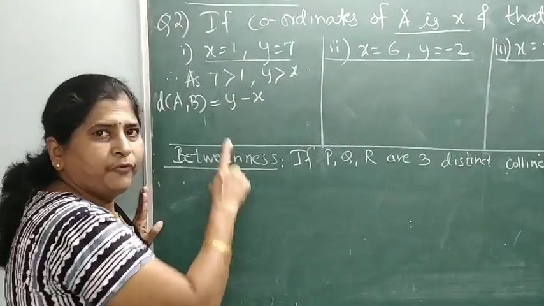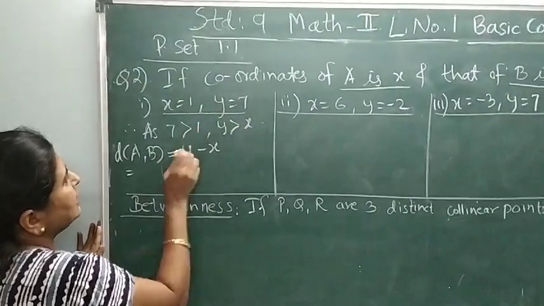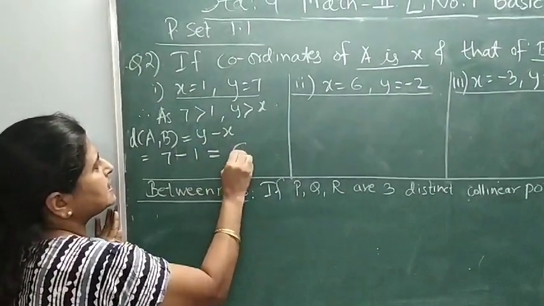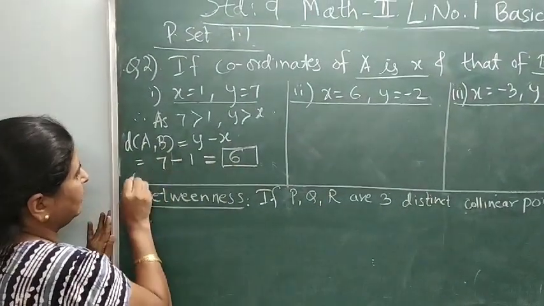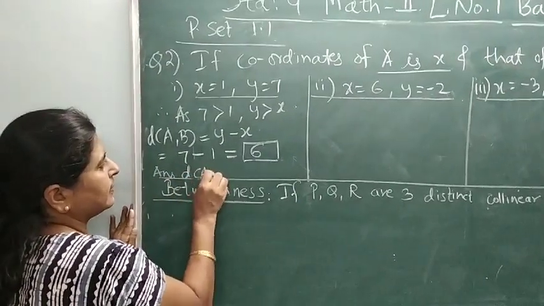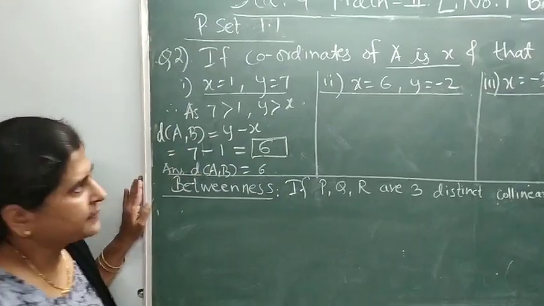This is the way in which you have to present. Therefore, what is the value of y? The value of y is 7 minus 1. The answer is very simple, it is 6. So this is your answer. You can write these two together in your answer part. Distance AB is 6. This way you can write. Simple 1 mark question.